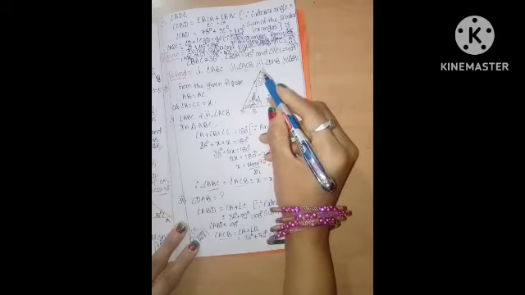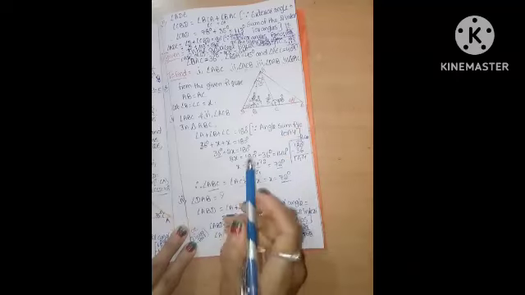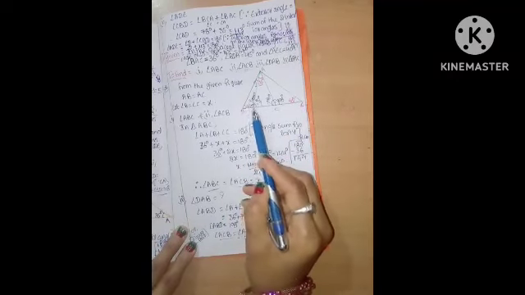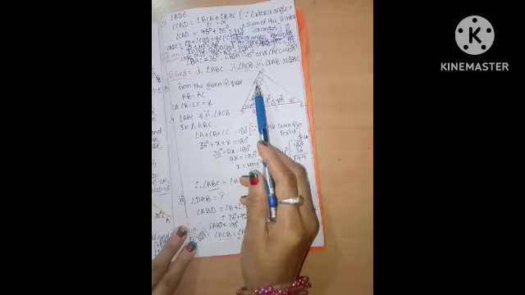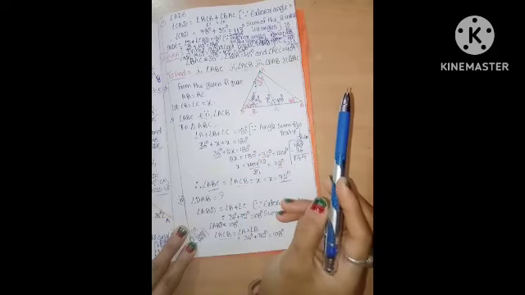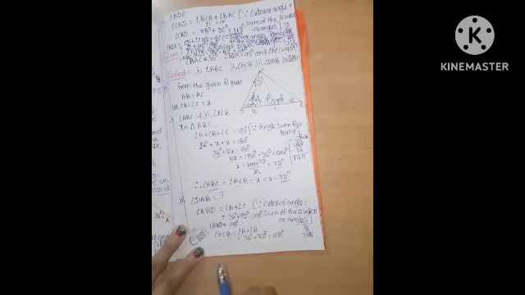This is a triangle. What's the triangle? Triangle ADB. Here we know two angles. How to calculate the third angle? How will you calculate the third angle? By using the angle sum property, we will get the third angle.